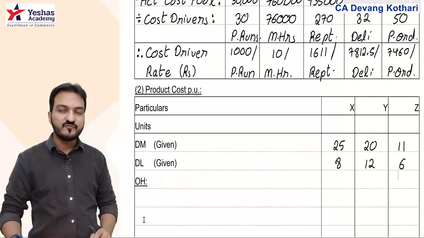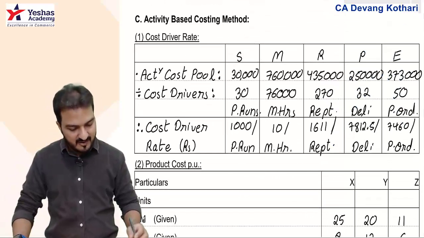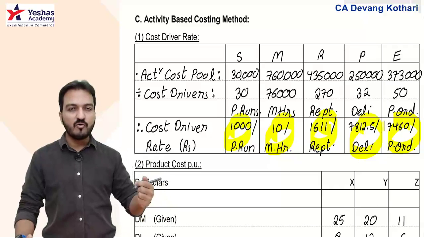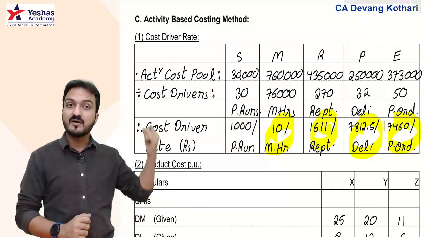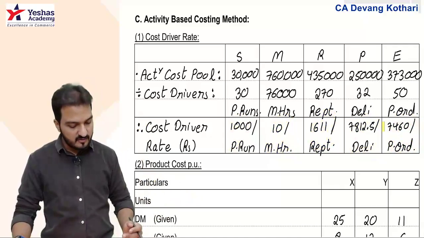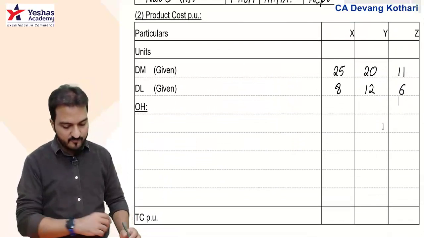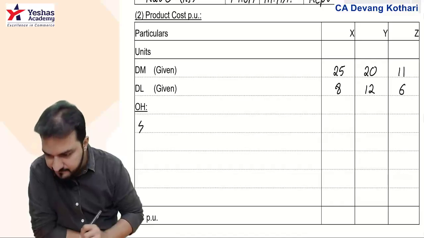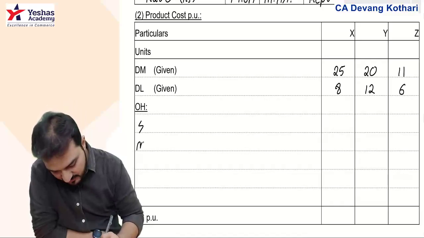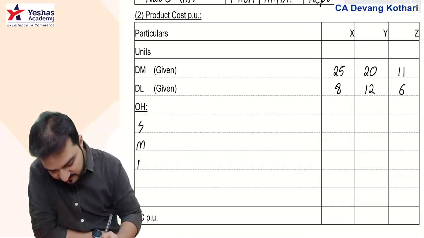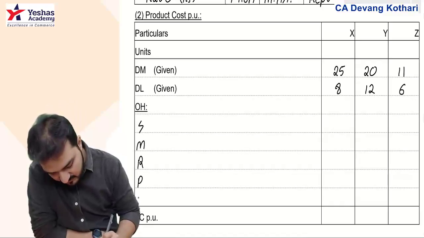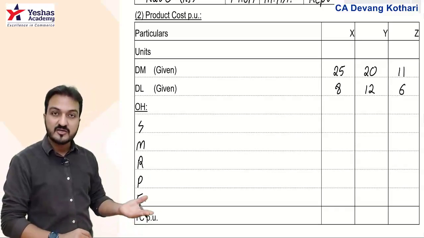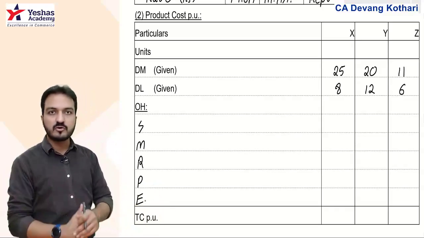This time, if my absorption rates are 5 different rates like these, then my overhead cost will be added to the product under 5 categories. The first category is the overheads of setup activity. Second will be the machining activity. Then you have the receiving activity, packaging activity and engineering activity. After adding all 5 categories of overheads, I will get my total product cost.